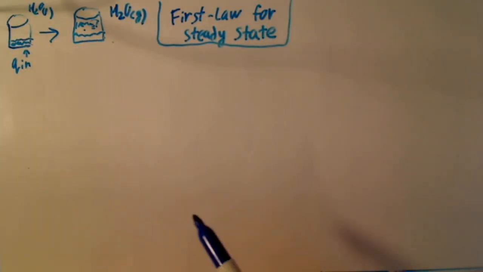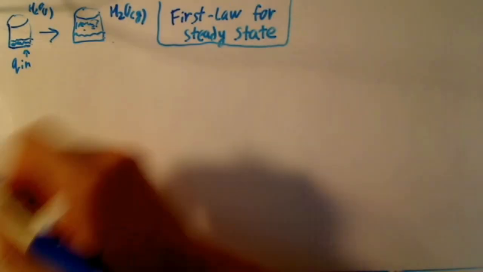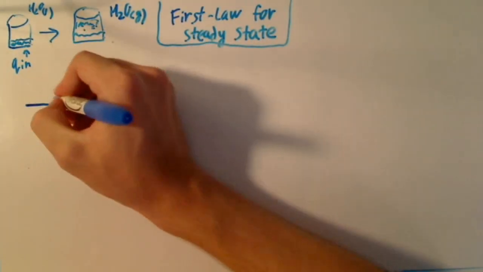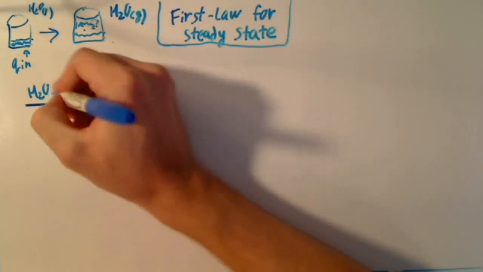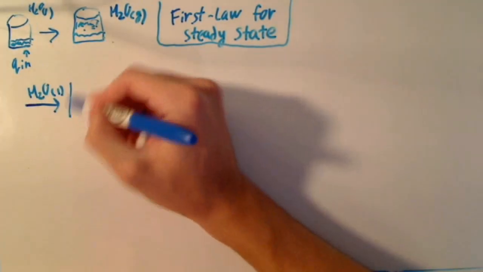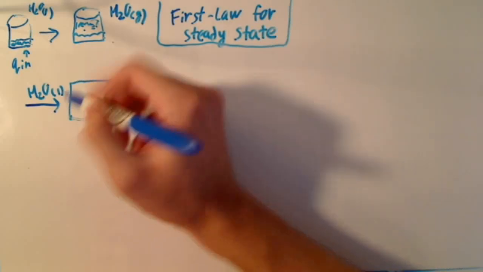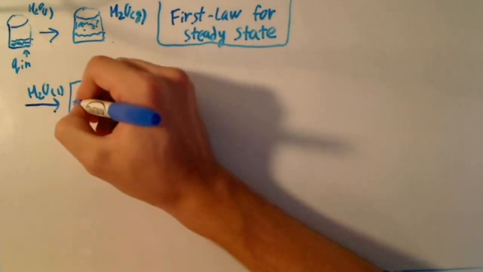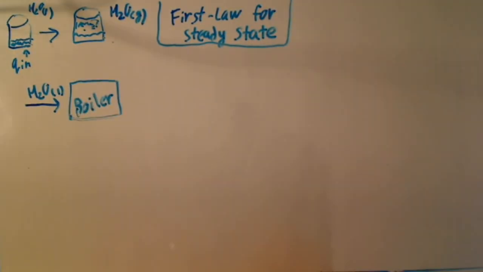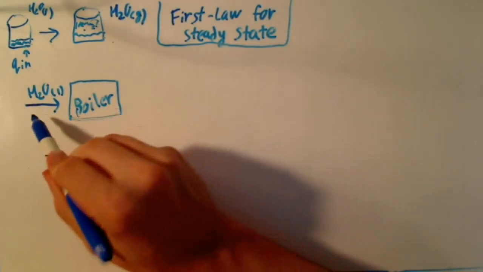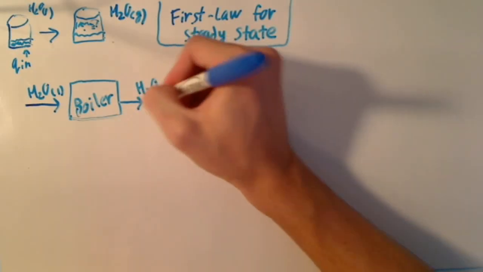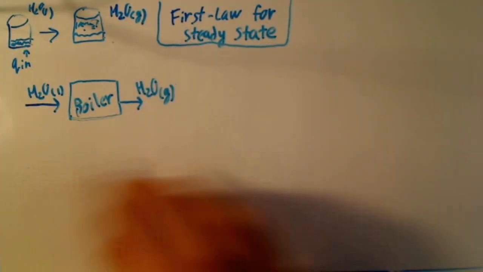In a steady state process, there's going to be a perpetual input of water. Let me show you. So let's say we have a feed line of liquid H2O, so H2O in its liquid phase, and I put it through a device called a boiler. Now what a boiler does is it boils water. So liquid water comes in and steam comes out, and that's all it is.